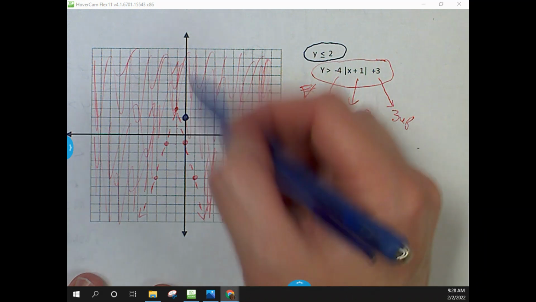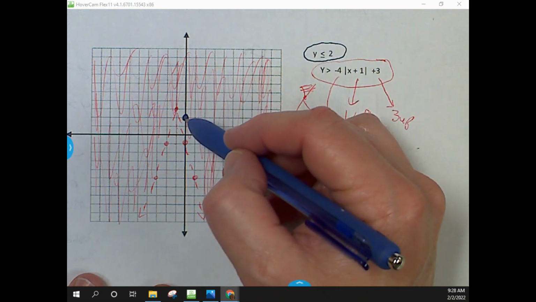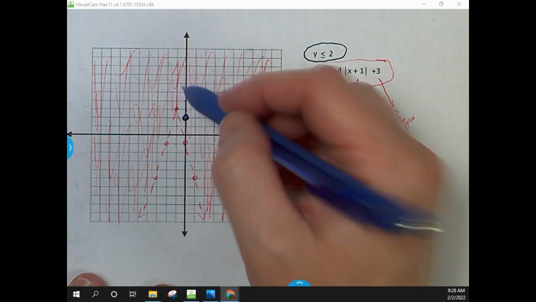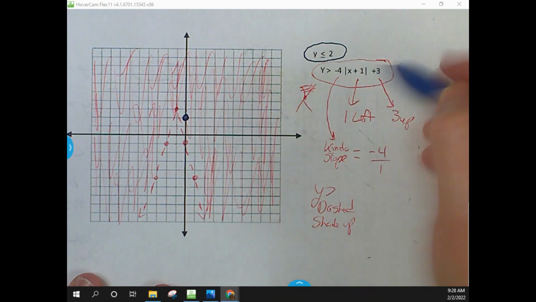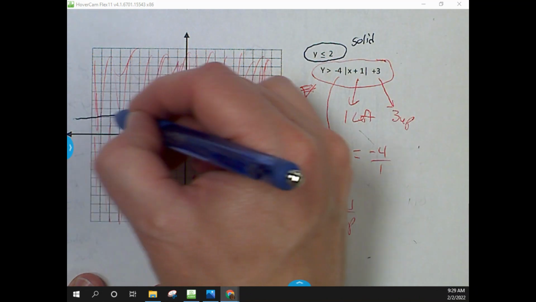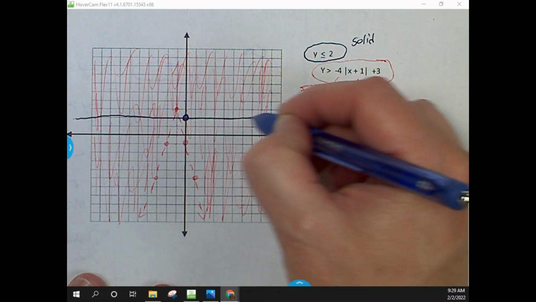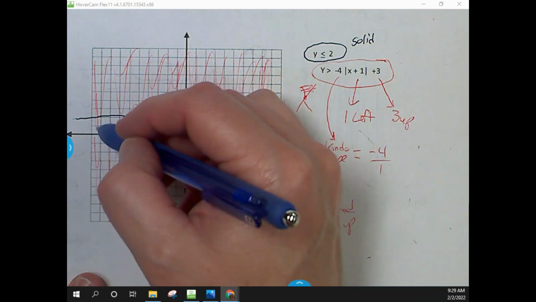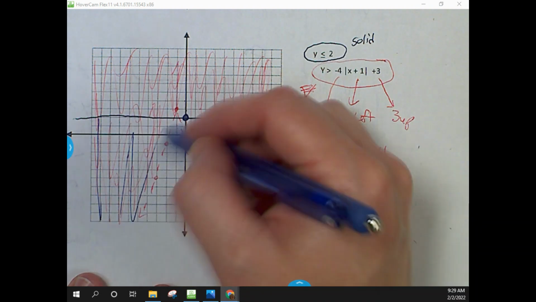If you go up and down, now you're changing the y value. Now this would be at 3 or 4 or 5 if we go up and down. So you can't go up and down. You're going to have to go side to side. But that one's also going to be a solid line. Okay, it's y less than, so we're going to shade down. So that's everything going in this direction.